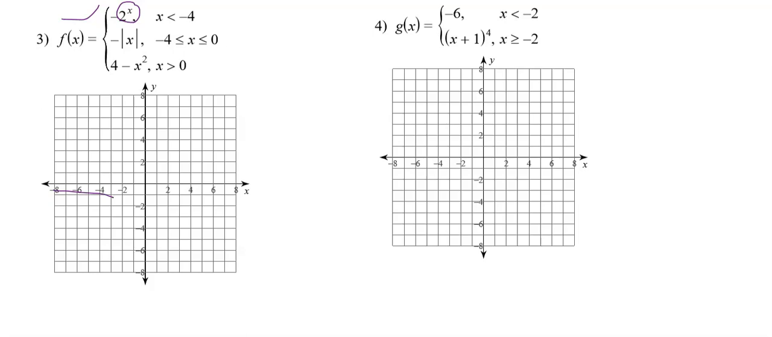And when x is negative 4, when we put it in here, we see what my y value is. So 2 to the power negative 4, when I put it in here, we get negative of 1 over 2 to the power 4, which is negative 1 over 16. So the point is negative 4 comma negative 1 over 16. Let me mark that point.